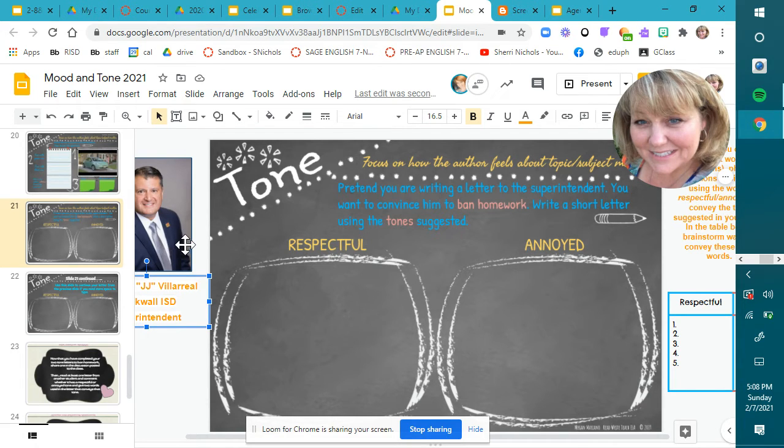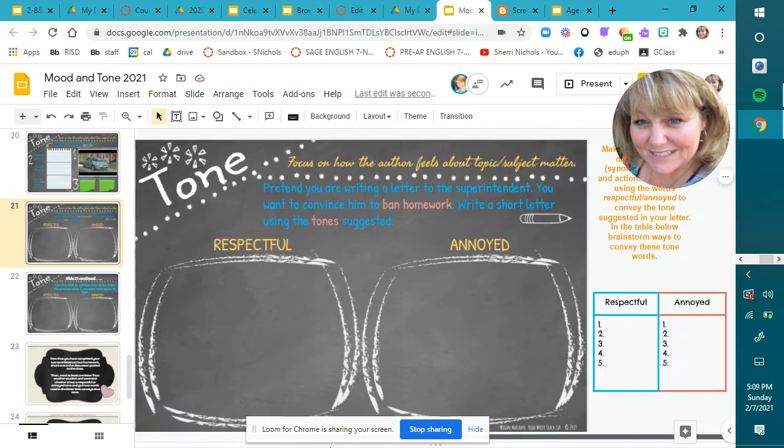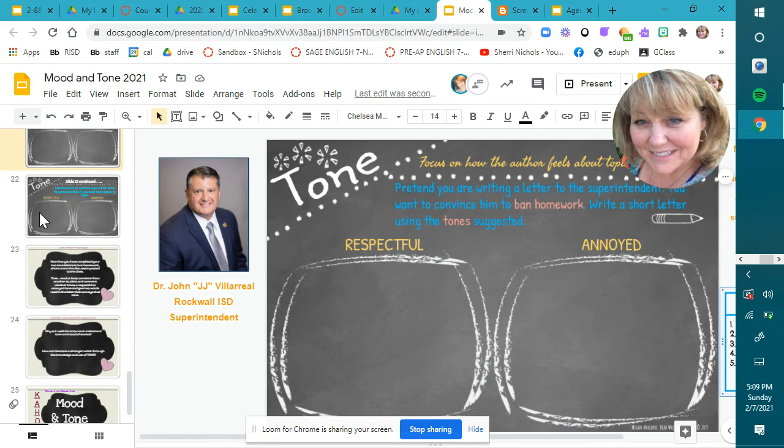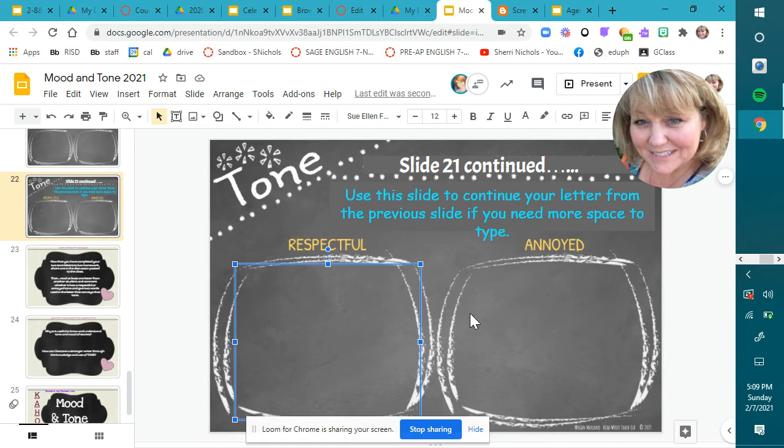So you're going to write a short letter using the tone suggested. So you're going to write a short letter using a respectful tone to Dr. Villarreal. And then you're going to write a short letter using annoyed. And then brainstorm some words as you are writing on this. Make sure that you look at, so you need a list of, here are some respectful words that you might use. Brainstorm. Here are some annoyed words that you might be using. And then use those words in your paper to create that tone. And then if you need extra room for your story, you can continue writing them on this page.